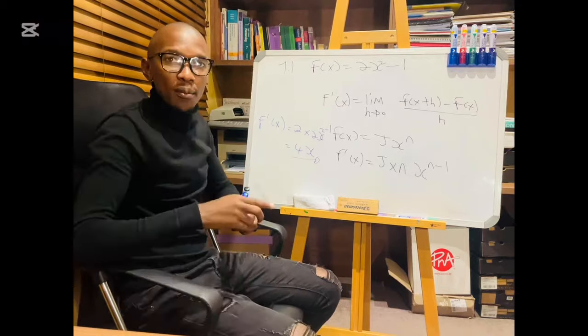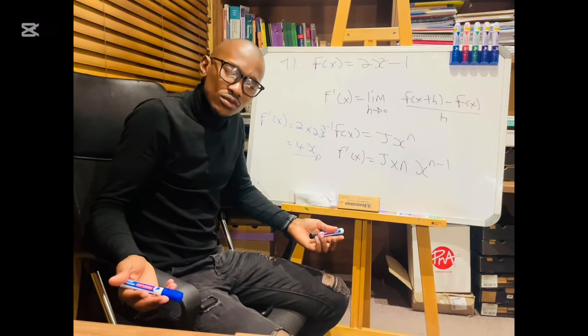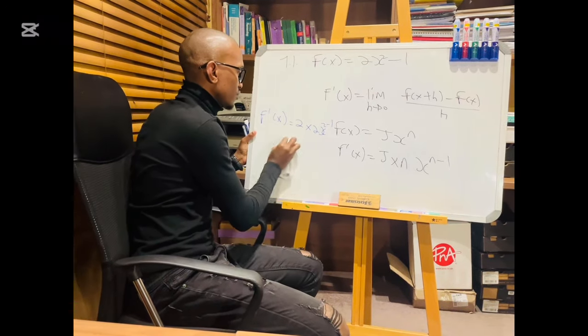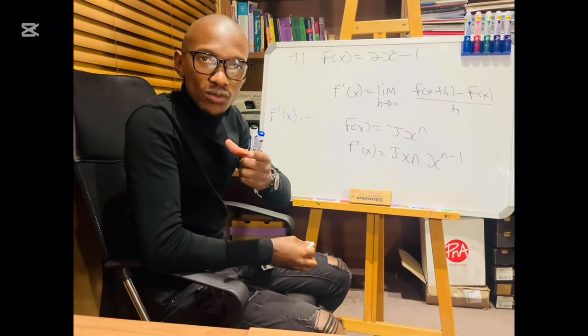I'm done. But what happened to this guy? He just disappeared out of nowhere, out of the blue? No, guys, let me show you something. The derivative of a constant is always 0. Let me show you how.